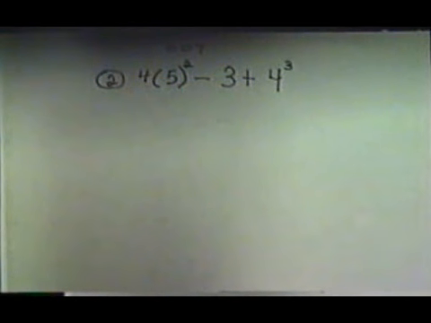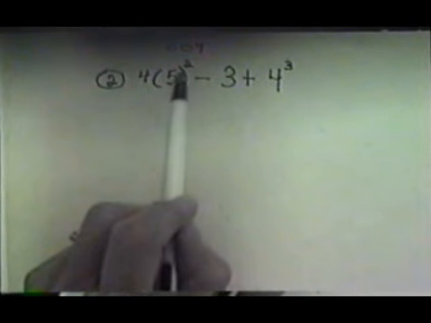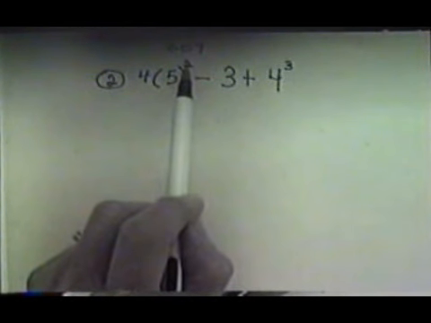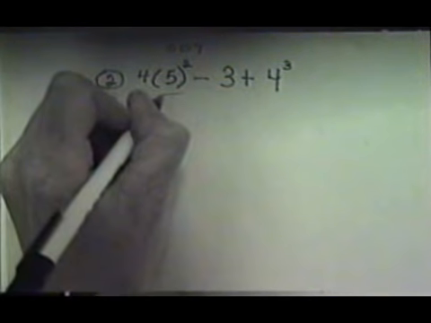So we can skip down to step 2 that says to do our work with exponents. So let's work with our exponents. The first exponent we come to is the 5. The base is 5 and the exponent is 2. So that's the first thing we want to do. We want to work with that 5 squared.